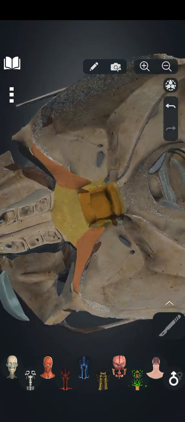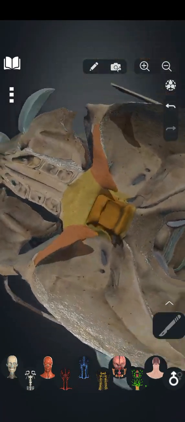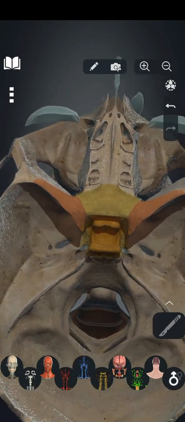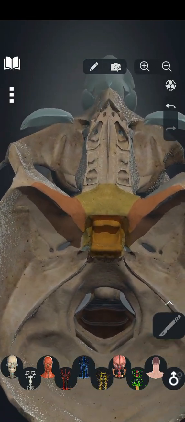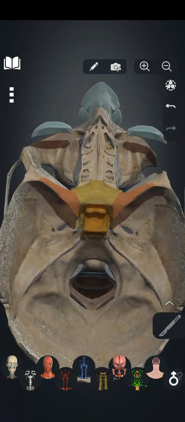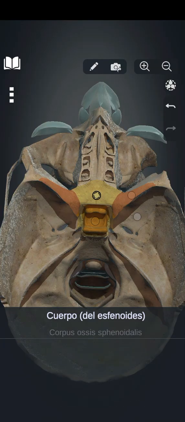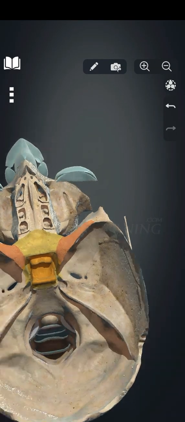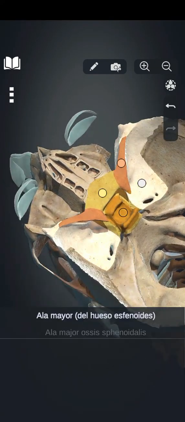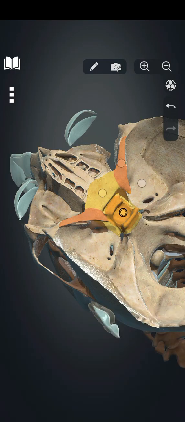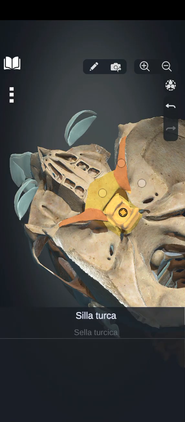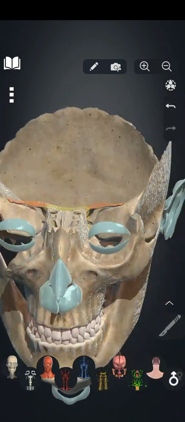Sphenoid sinusitis can affect adjacent neural and vascular structures, potentially leading to visual disturbances or cavernous sinus complications. Pituitary adenomas may expand within the sella turcica, compressing the optic chiasm and altering hormonal balance. Fractures involving the sphenoid can disrupt cranial nerves and cause cerebrospinal fluid leakage.